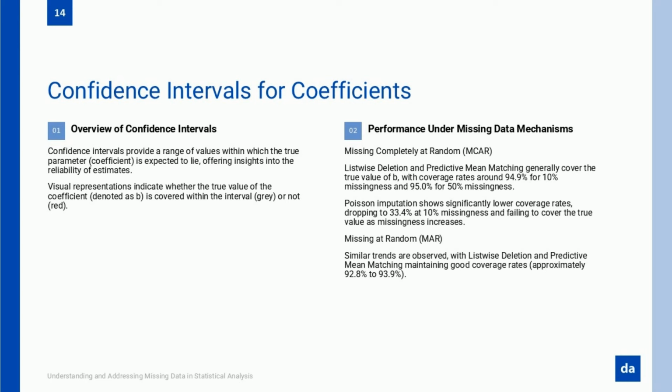So the next time you're grappling with missing data, trust the methods that play it safe. And if you're feeling adventurous, maybe give Poisson imputation a try. Just don't bet the farm on it.